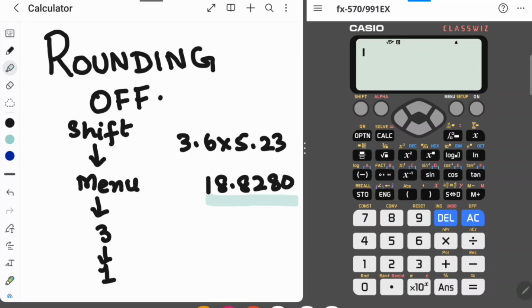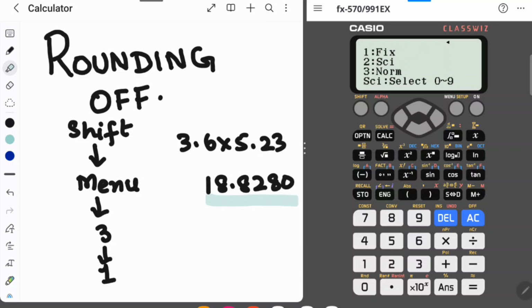Now rounding off to significant figures, so do the same thing. Again, I made it normal. Now shift and then menu, and then 3 is the number format, and then just press 2 to make it into significant figures. So that is 2. All right, they're asking 0 to 9.